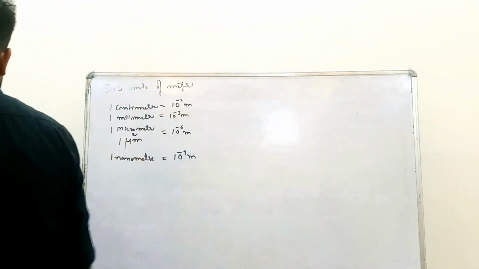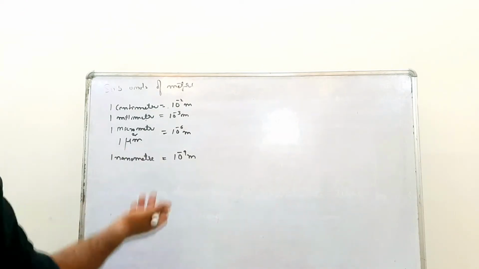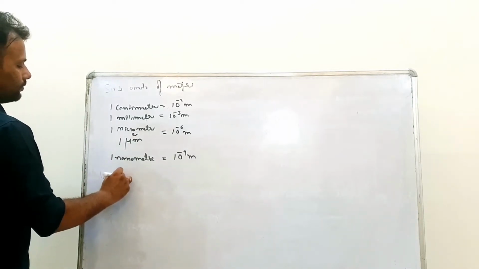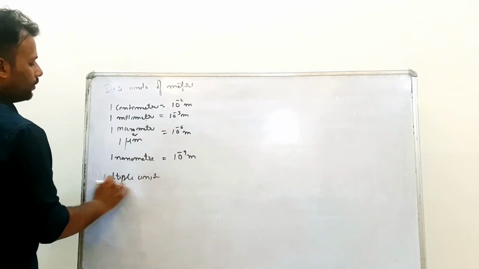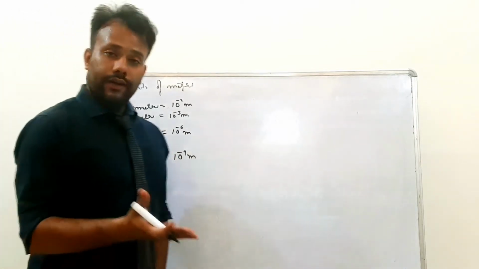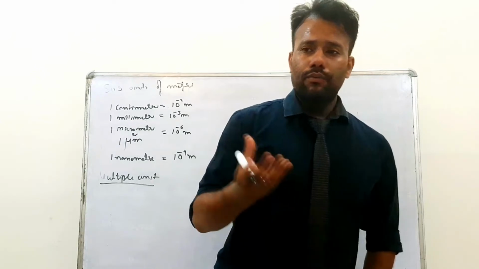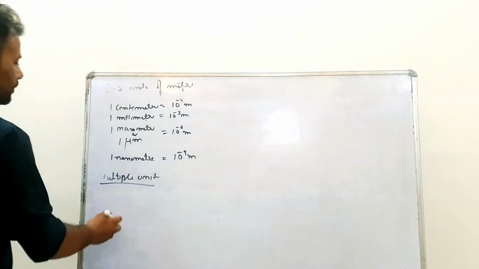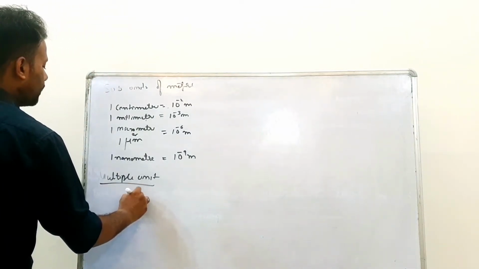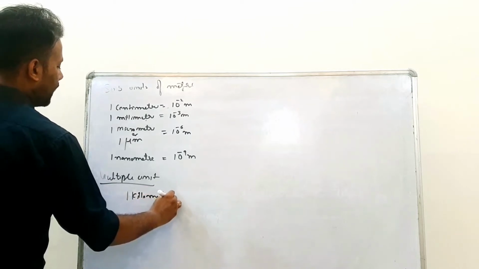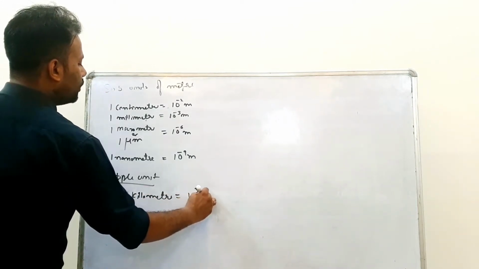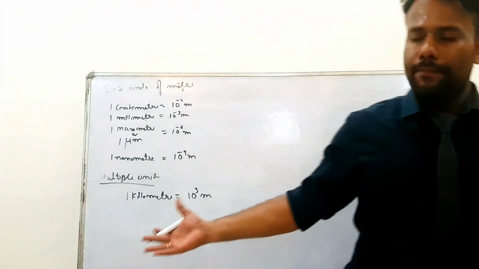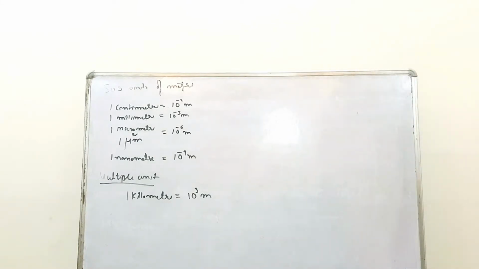Now, these are smaller units. We have the bigger ones as well, known as multiple units of meter. For example, you can take decameter, hectometer, but most everyone knows about this unit, and it is very important, known as 1 kilometer. And you know that in 1 kilometer there are 10 to the power 3, that means 1000 meters. So these are some subunits of meter and the multiple units of meter.